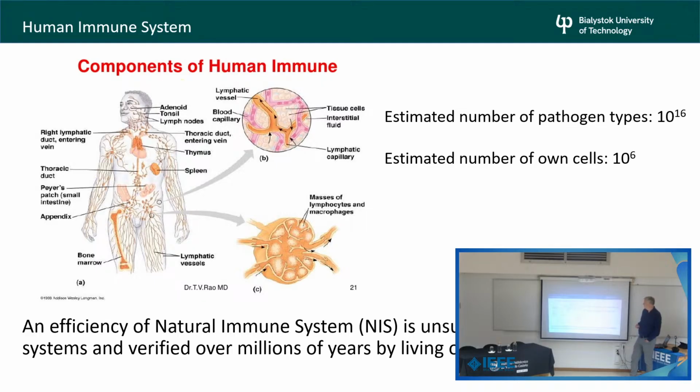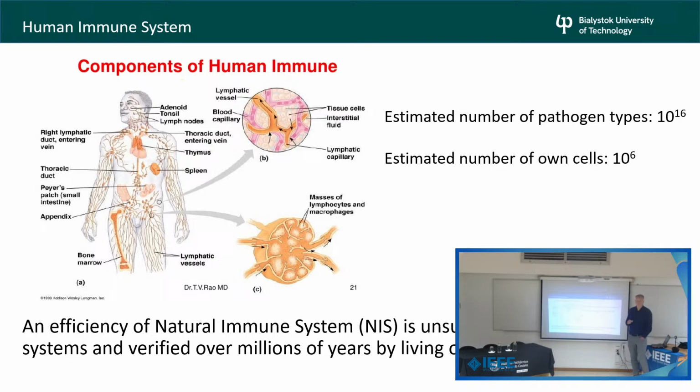What is the most important in the human biological immune system? When we compare the number of own cells with the estimated number of different pathogens, the number of pathogens is 10 to the 16, but the number of own cells is about 10 to the 6. So the number of pathogens is much bigger than the number of our own cells.